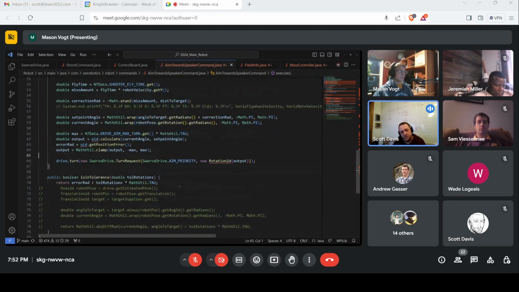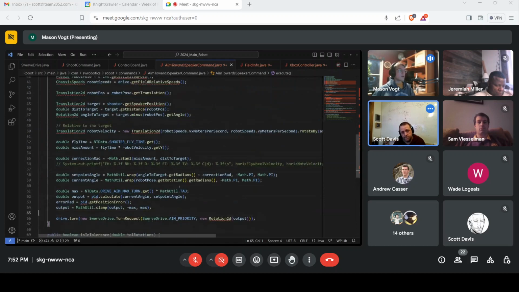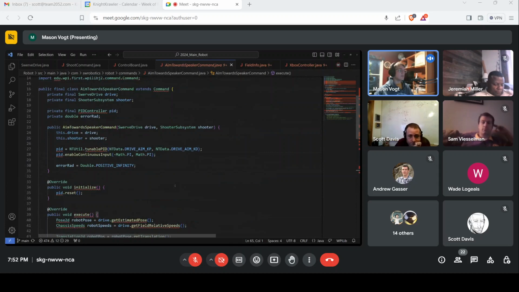So are you using this aim while driving code in your autos as well? Yes and no. We're using this to aim toward the speaker, that's yes, but it is not moving while shooting. We gave that a test. It goes to that point, rotates in place, shoots, and then moves on. That makes sure that we get a very accurate shot in auto, which we found is more important than doing it quicker, because 5 points is more than 0.